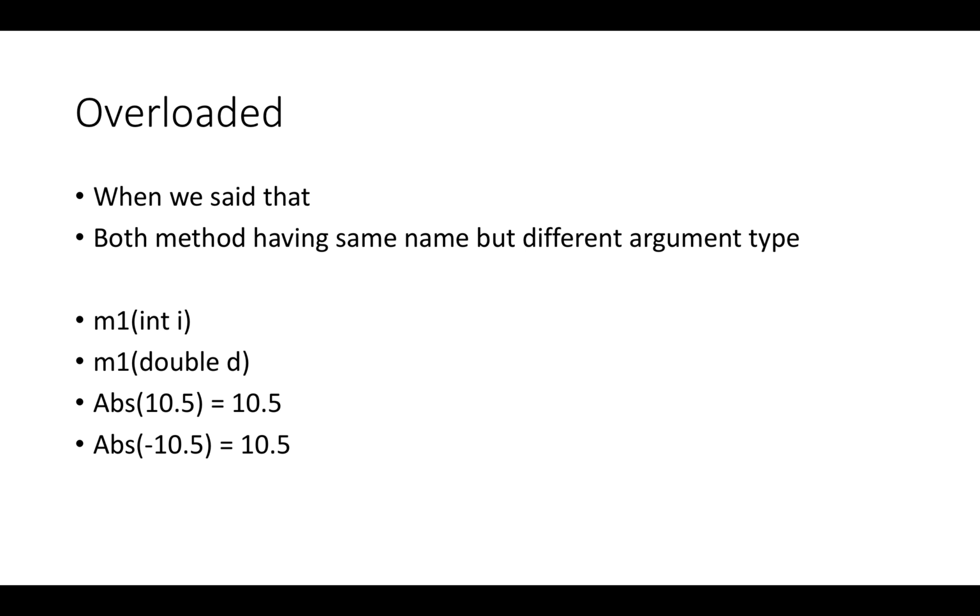So let me discuss what is an overloaded method. In one class, whenever we write more than one method with the same name and different arguments, we say that the method is overloaded. For example, in Java we have the abs method. Whenever we pass an integer or negative value, it will return the integer value.